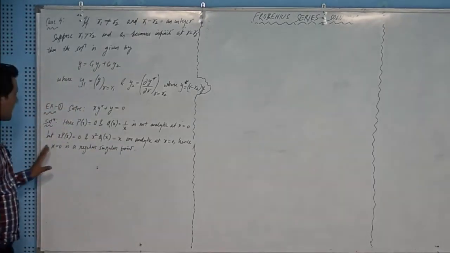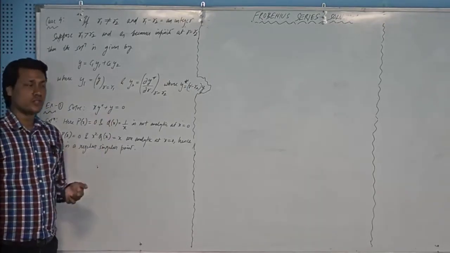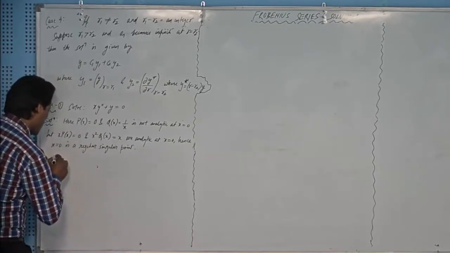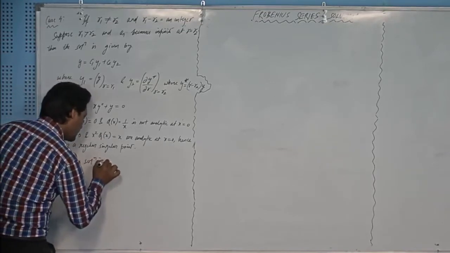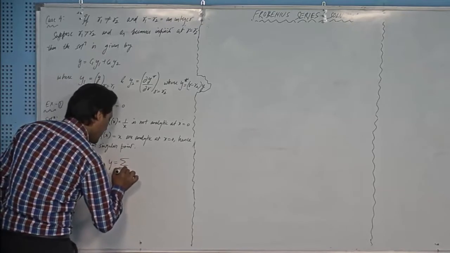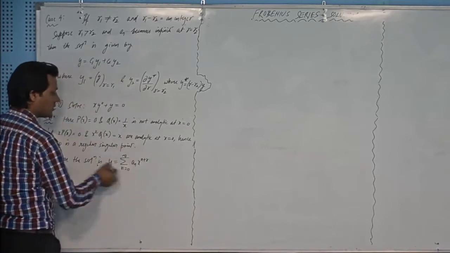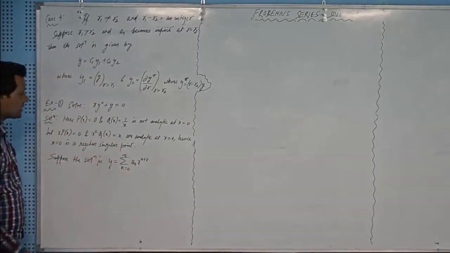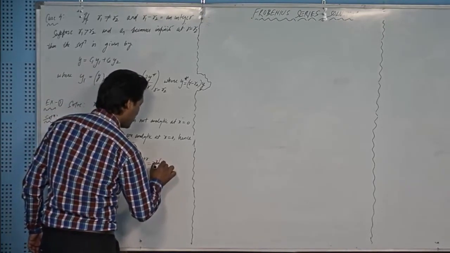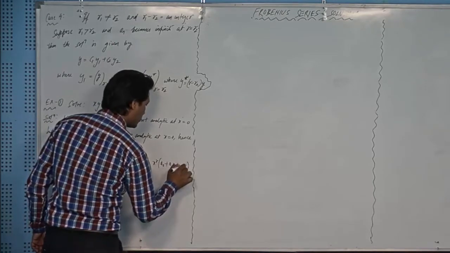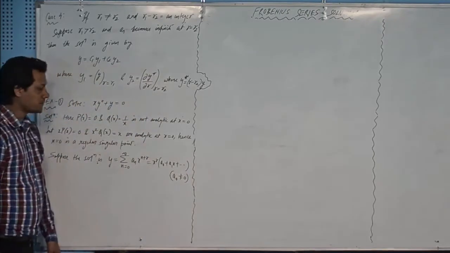And when we say that x equal to 0 is a regular singular point, we hope that the solution for this differential equation is of the Frobenius series form. So suppose the solution is y equal to summation n equal to 0 to infinity a_n x to the power n plus r. This is the solution, that is called the Frobenius series. You can write it in expanded version also. I will write that here: equal to x to the power r times a naught plus a1 x plus a2 x square and so on. And note that this a naught should not be equal to 0.